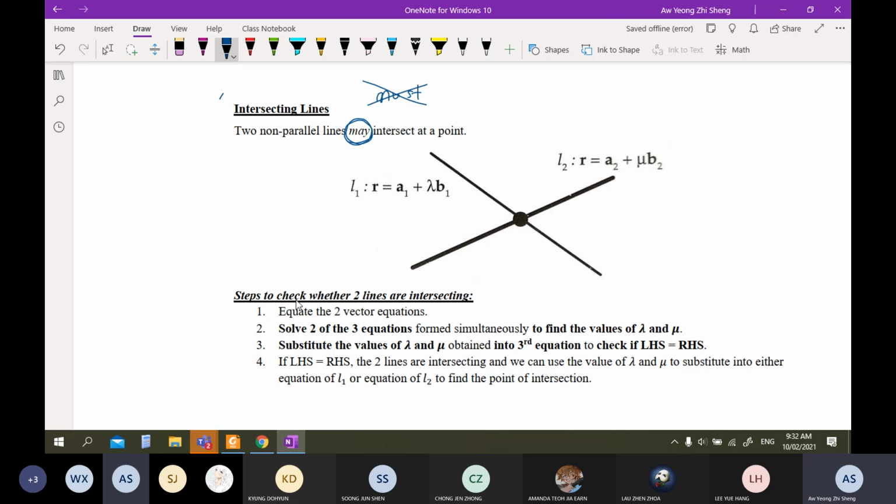Okay. The steps to check whether two lines are intersecting: the first thing is you would equate the two vector equations, just like how you normally equate two linear equations to find the intersection. Here is the same idea. You will equate the two vector equations, which means you will equate this with this. The two yellow color parts, you will equate them since they have the same left hand side.